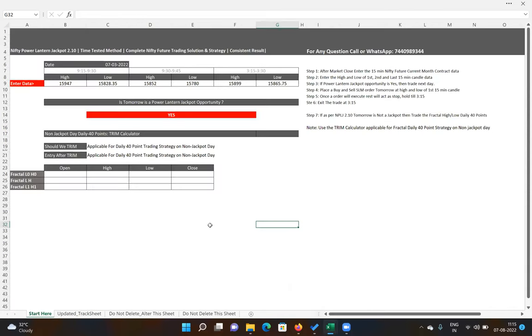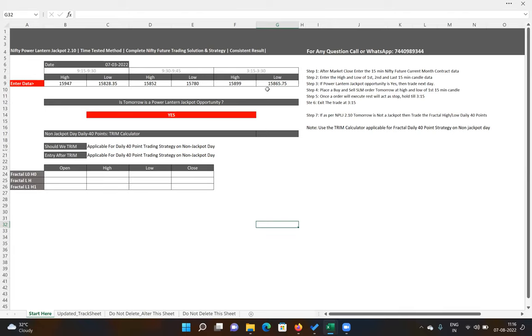You are all familiar with this Excel, and in this Excel, what you need to do is enter the date and a few data. For example, today is Sunday, and if you want to find out whether there is a trade on Monday, then you will enter a few data of last Friday, because last Friday was the last trading session. You will enter the high and low from a 15 minute chart of the first, second and third candle.